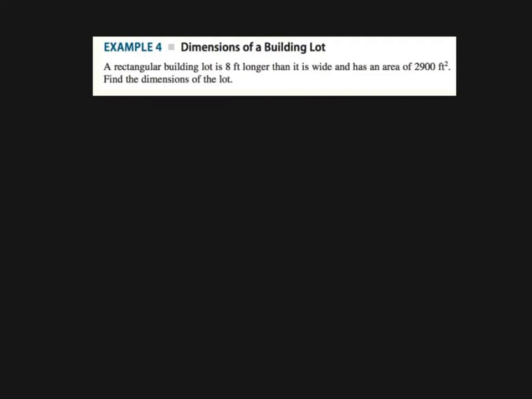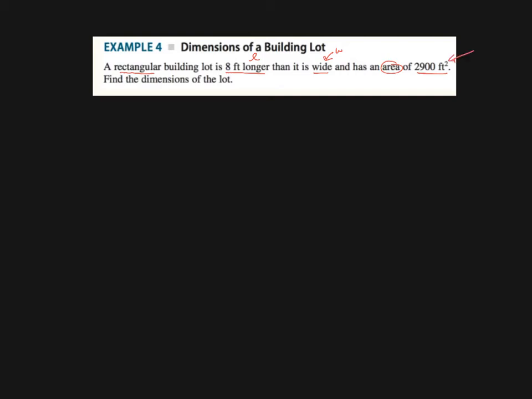In our next problem, we talk about a rectangular building lot where the lot is 8 feet longer than it is wide. So we have a width and we have a length. And then we have this idea of area. So the only two things I really know how to do with rectangles is determine its area and determine its perimeter.